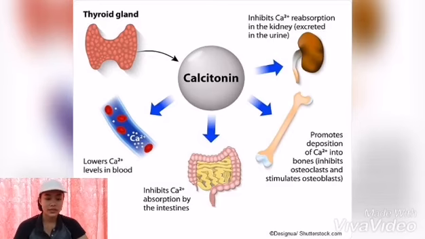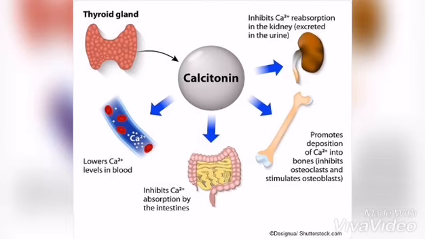Calcitonin inhibits the activity of osteoclasts, which are responsible for breaking down bone. The calcium contained in the bone is released into the bloodstream. Therefore, the inhibition of the osteoclasts by calcitonin directly reduces the amount of calcium released into the blood.